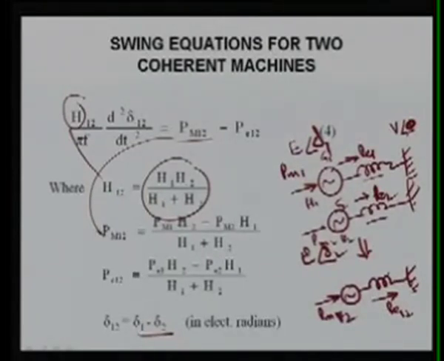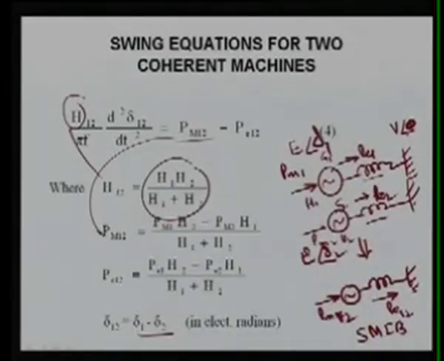So this is why we are doing this. If you have two machines, you can go for a single machine infinite bus system, SMIB, and then you can go for the classical approach and analyze it.